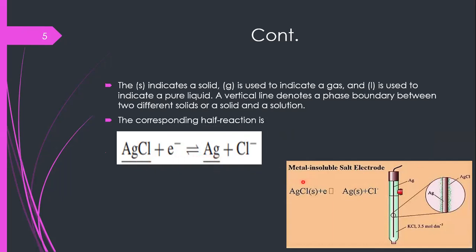This is the picture of the working of a metal insoluble salt electrode. This rod is made up of silver metal. It is covered with silver chloride. The rod made up of silver metal covered with silver chloride is dipped into a solution of potassium chloride.